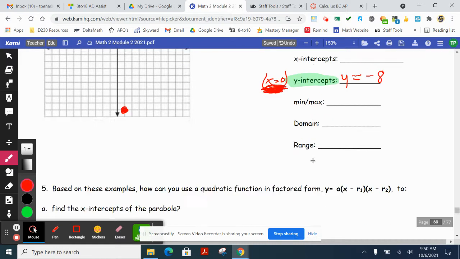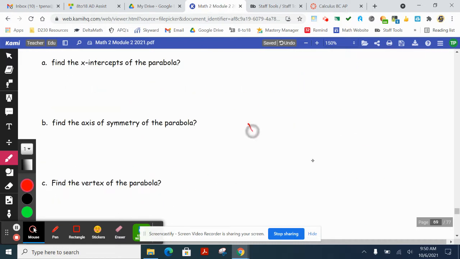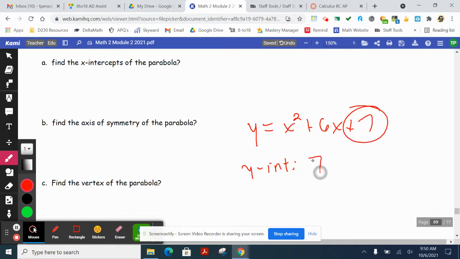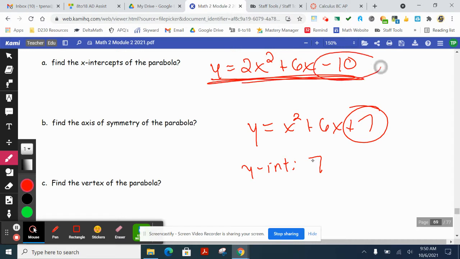So for any problem, you don't necessarily need to change yours. If I go to the bottom of this paper and give you x squared plus 6x plus 7, and I ask you what your y-intercept is, it's 7. That's it, and that's only if you're in standard form. So just make sure we understand this is only if we're in standard form. This is standard form, so your y-intercept is that -10 hanging out in the back. You don't have to give it any thought as long as it's standard form.